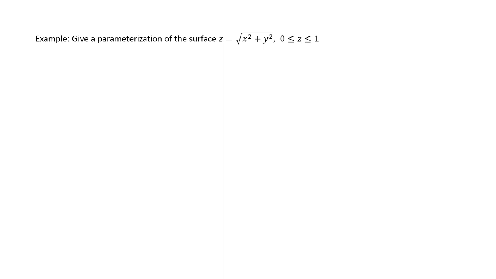So because this surface happens to be solved for z, one kind of simple option is you can just let x equal u and y equal v, and then z would be the square root of u squared plus v squared.